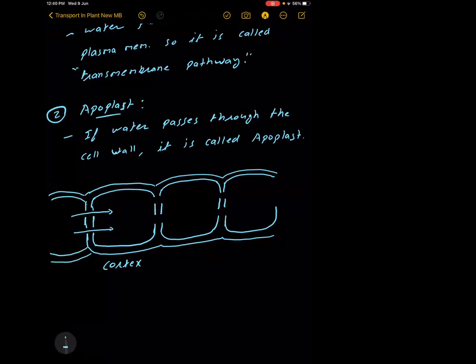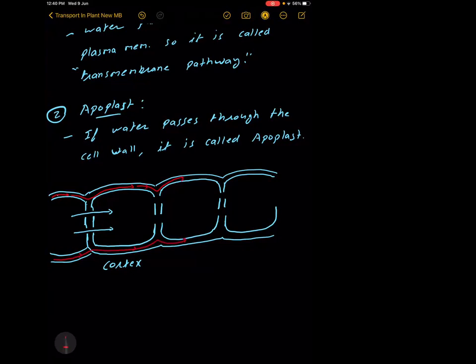Some amount of water also enters the cell wall. It passes cell to cell through the cell wall only, which means it doesn't enter the protoplasm. So it is apoplast. This red color water enters the cell wall and moves through the cell wall only, from cell to cell. This pathway of water movement is apoplast.